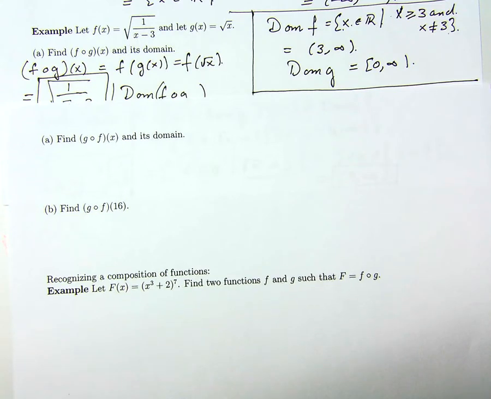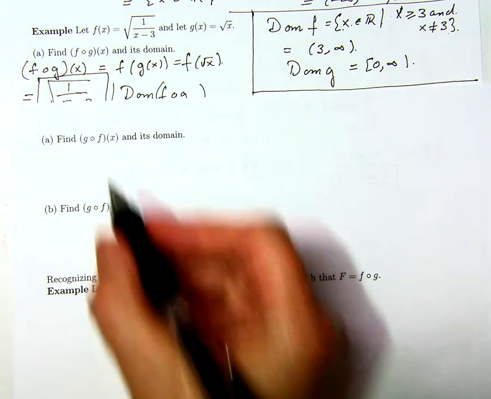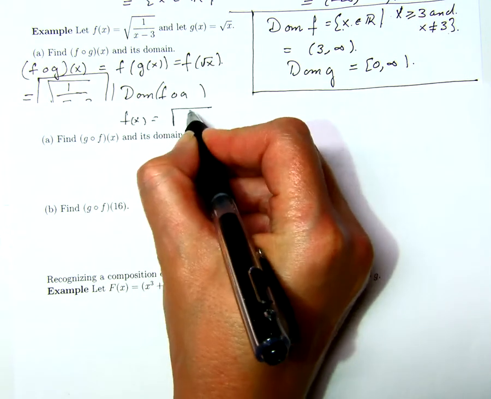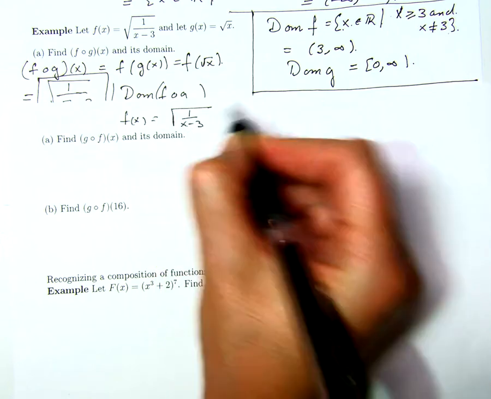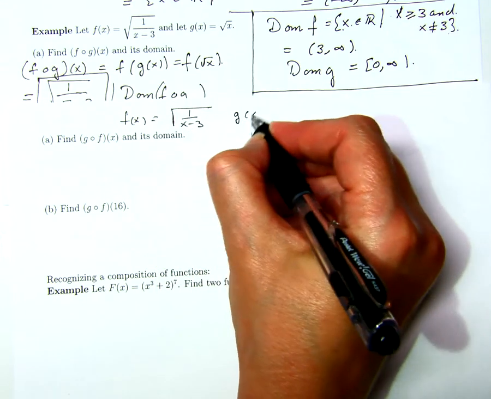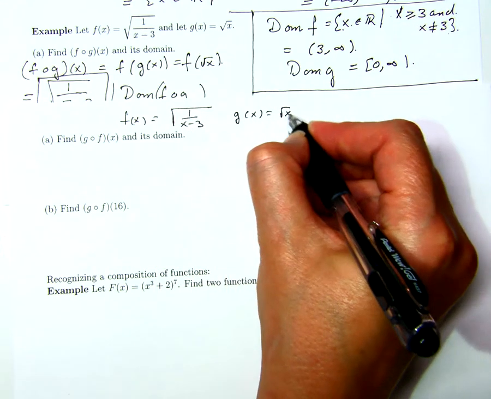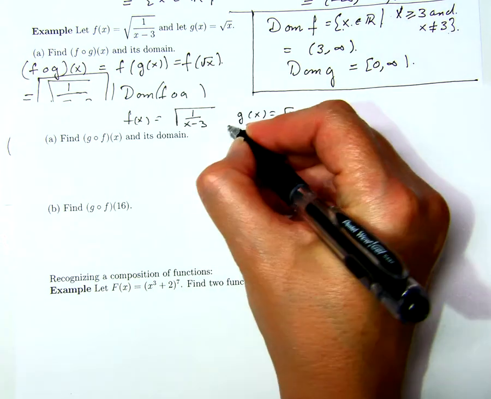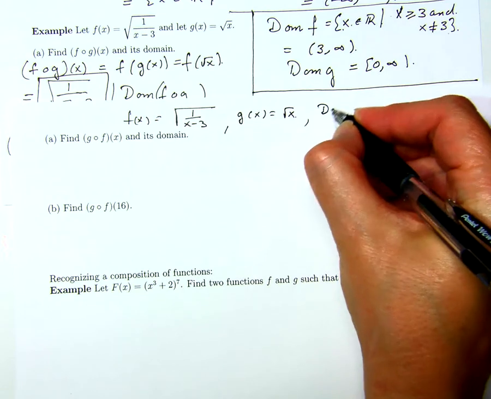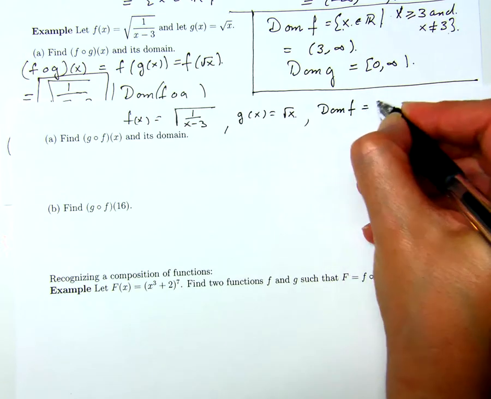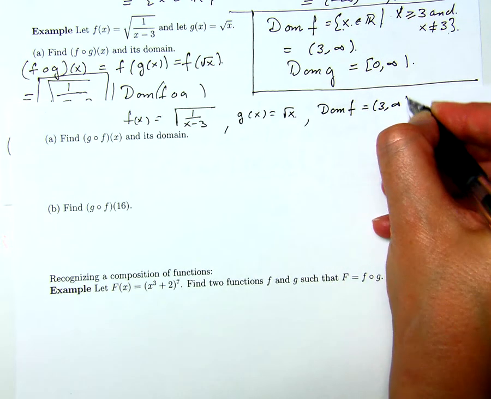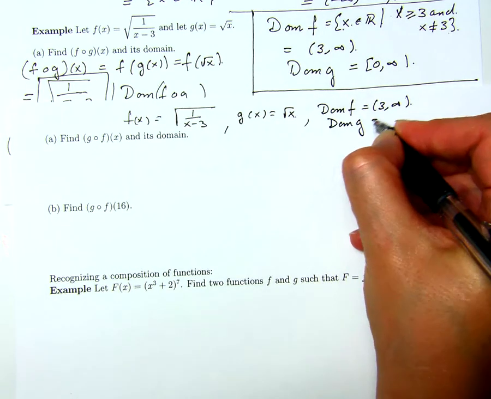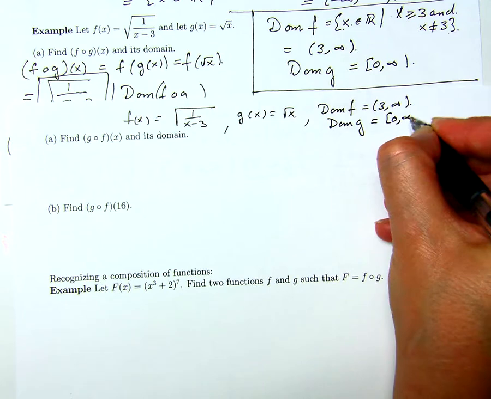In our last example, we had the function f of x equals the square root of 1 over x minus 3, and g of x equals the square root of x, and we found f after g of x. And as you can see there, the domain of f was everything from 3 to infinity, not including 3, and the domain of g is everything greater than or equal to 0.